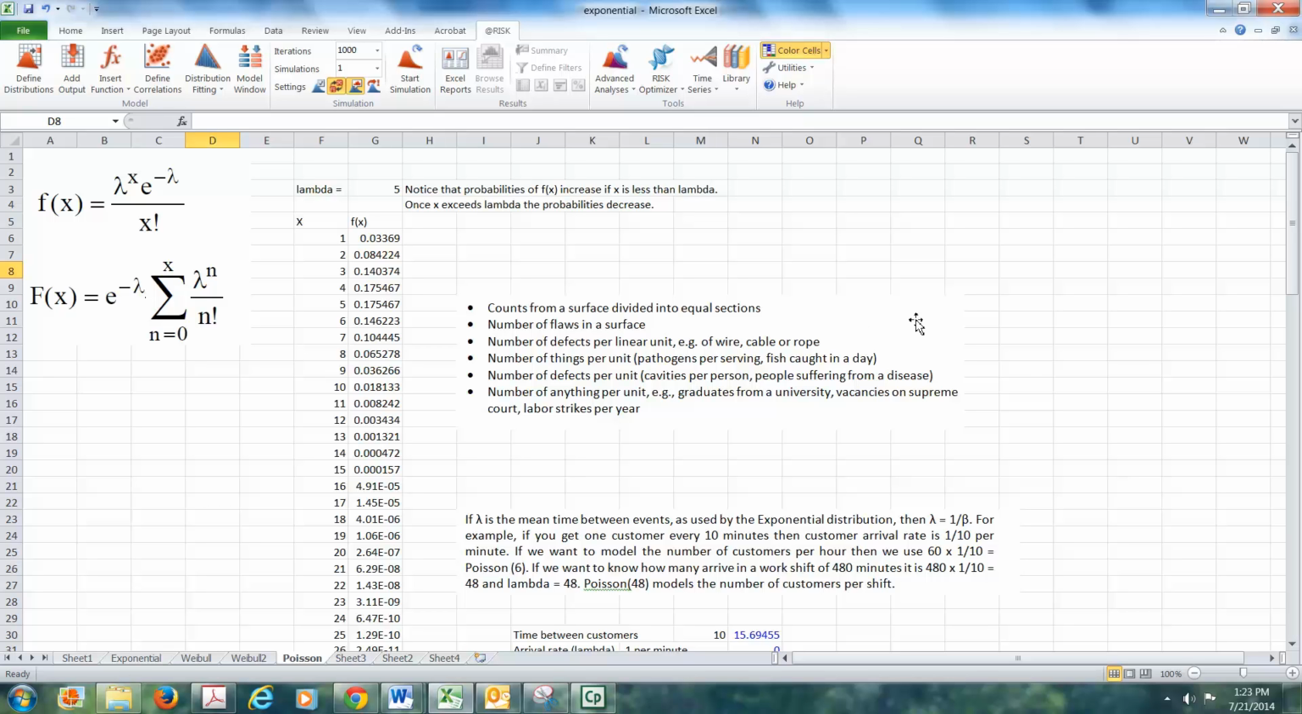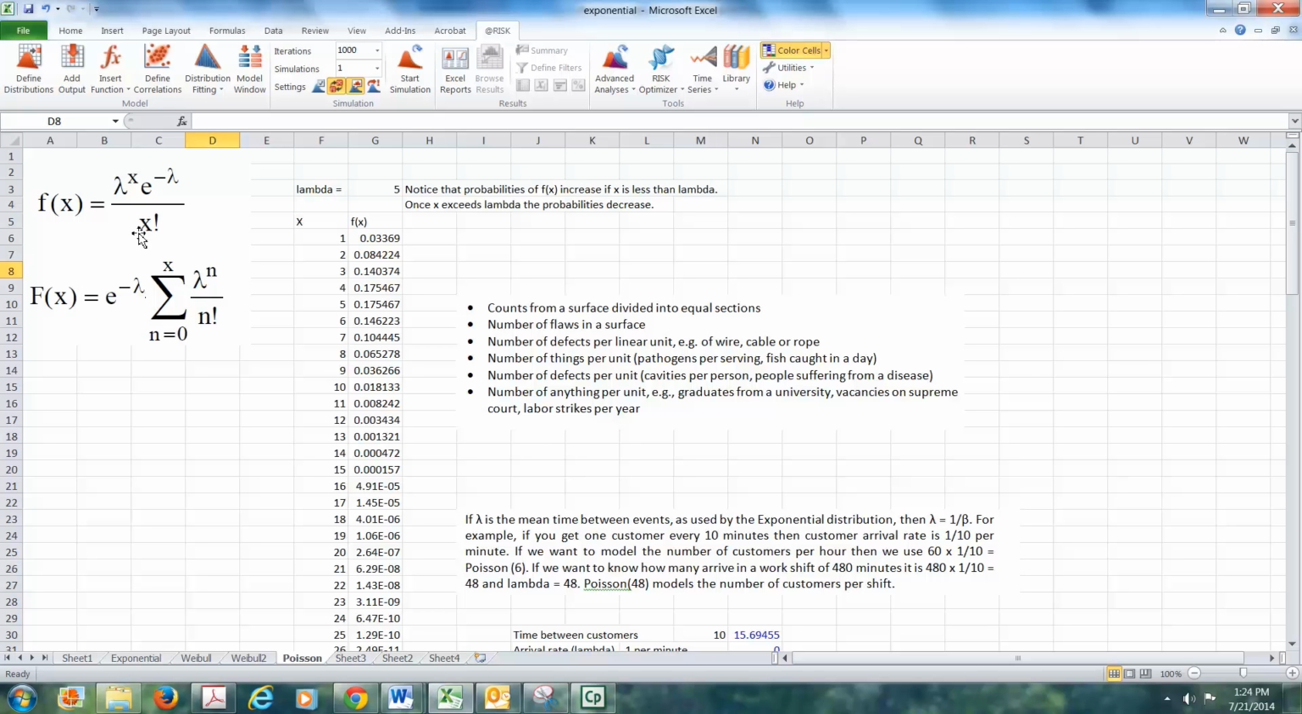Counts from a surface divided into equal sections, the number of flaws in a surface, the number of defects per linear unit, for example, of wire, cable, or rope, the number of things per unit, pathogens per serving, fish caught in a day, the number of defects per unit, cavities per person, people suffering from a disease, or the number of anything per unit, for example, graduates from a university, vacancies on the Supreme Court, labor strikes per year, those sorts of things.